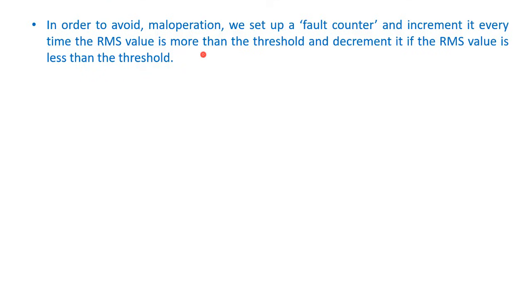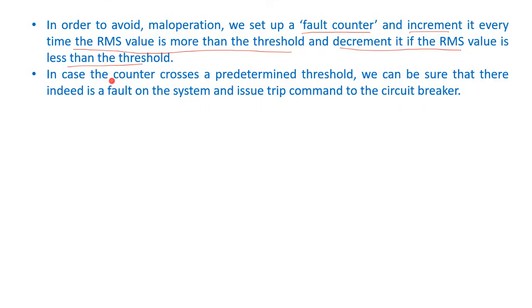In order to avoid maloperation, we set up a fault counter and increment it every time the RMS value is more than the threshold, and decrement it if the RMS value is less than the threshold. In case the counter crosses the predetermined threshold, we can be sure that there is indeed a fault in the system and issue a trip command to the circuit breaker.